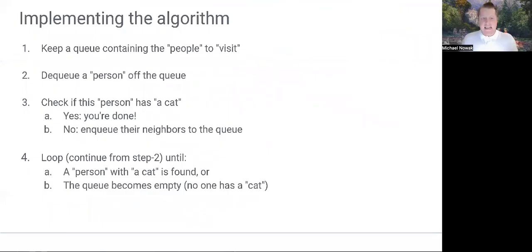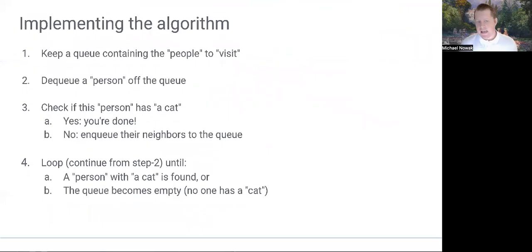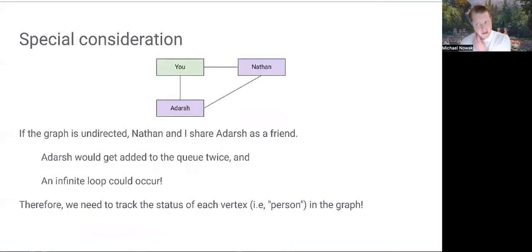We're going to just continue this process until either a person with a cat is found or until the queue becomes empty. If we find ourselves with an empty queue, in this particular case, it would be because no one has a cat. Okay, so one special consideration here is that if the graph is undirected, notice here that Nathan and I share Adarsh as a friend. Adarsh would then get added to the queue twice. One when we look at my neighbors, a second time when we look at Nathan.